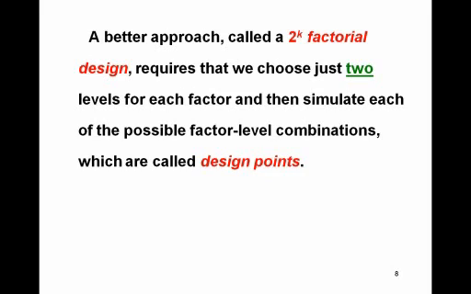Okay, a better approach, which we'll be talking about here, is called a 2 to the k factorial design. And it requires that we choose just 2 levels for each factor and then simulate each of the possible factor level combinations, which are called design points. So if we had k factors, each of which are run at 2 levels, we would have 2 times 2 down to a product of k different 2's, which would be 2 to the k different factor combinations we would run our simulation at.